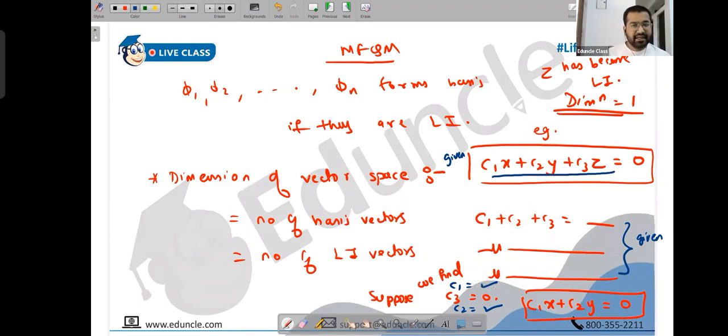In that case, what happens to the equation? Since C3 is 0, you are left with C1x and C2y. So these two are dependent on each other, but C3 has become independent, and hence you say dimension is 1. There is only one vector that has become independent. So the number of independent vectors is nothing but the dimension of the vector space. Clear? Yes. Okay. Make a note.